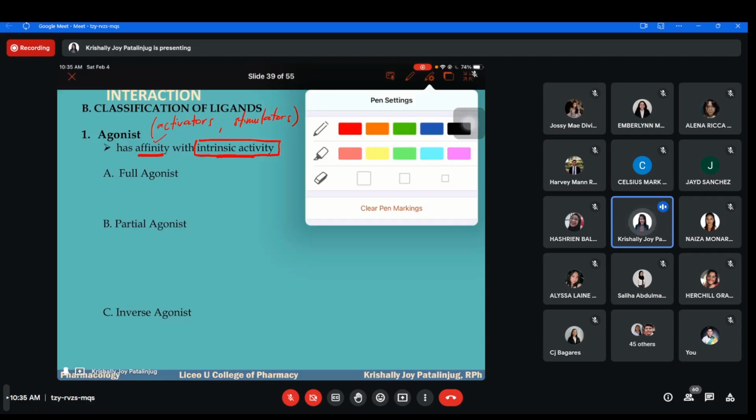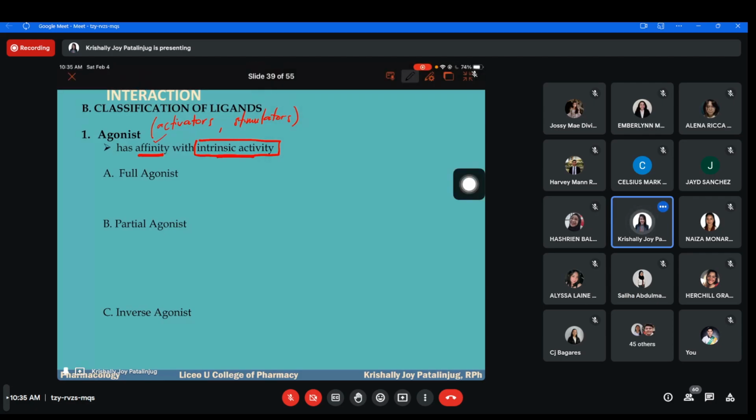Okay, and for you to easily differentiate their extent or level, their degree to activate a receptor, we usually make use of the quantile unit for intrinsic activity. Let's say 0 to 1. The 1 would be the maximal effect. This is to easily differentiate the differences in the extent or degree of their intrinsic activity. 0 to 1, 1 being the highest, or the maximal effect.